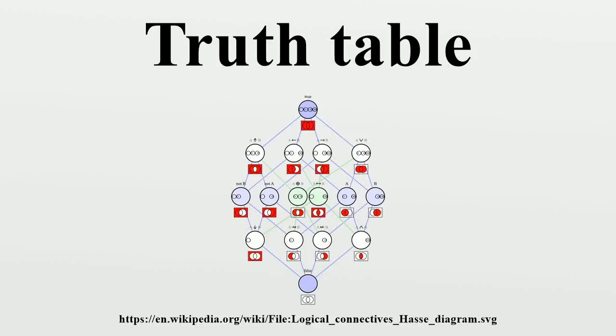A truth table is a mathematical table used in logic, specifically in connection with Boolean algebra, Boolean functions, and propositional calculus, to compute the functional values of logical expressions on each of their functional arguments, that is, on each combination of values taken by their logical variables.